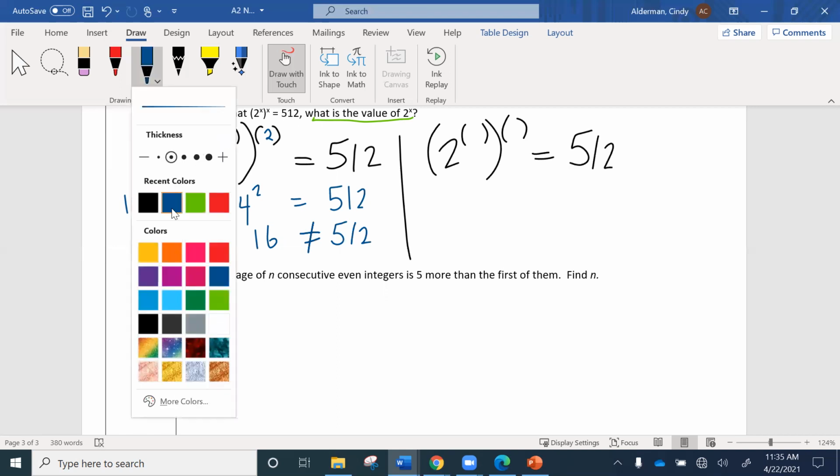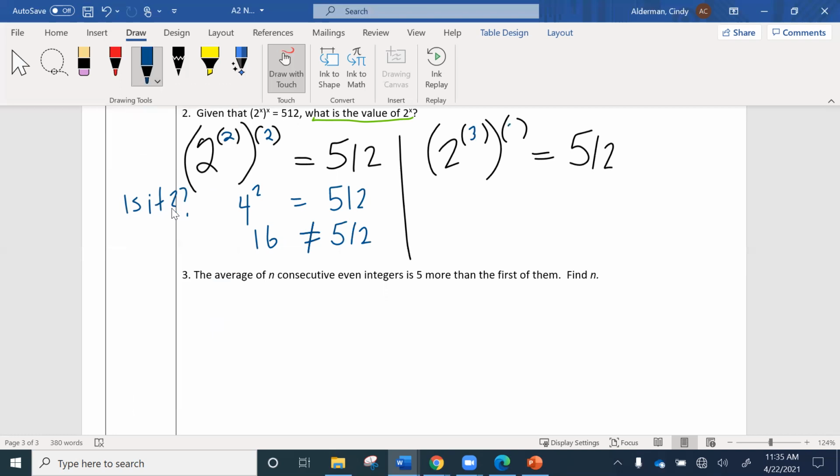So now I'm going to try a different number. I'm going to go just a little bit up because I know about exponentials. They can rapidly increase, right? So 2 to the third power is 8. And 8 to the third power, if you put that in your calculator, is 512.